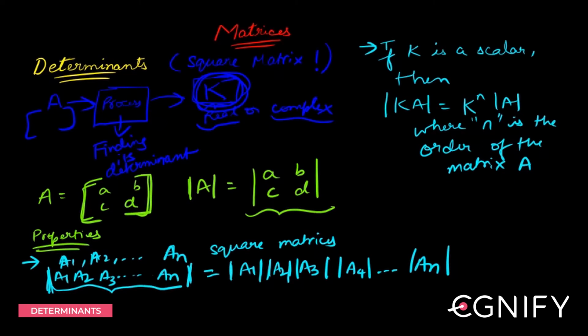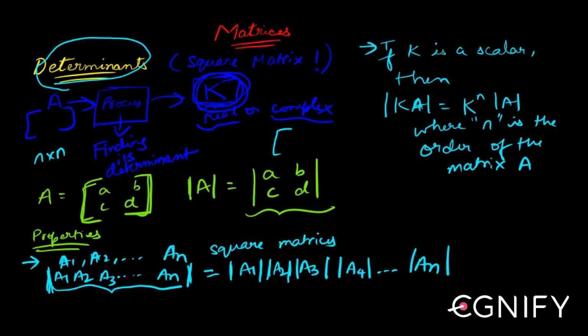So what's happening here is, you are taking a matrix A, which is obviously a square matrix, only then we are talking about determinants. If it was not a square matrix, there was no point talking about determinants at all. You have taken the square matrix whose order is n. What do you mean by order being n? It means n cross n. There are n rows and n columns, right?